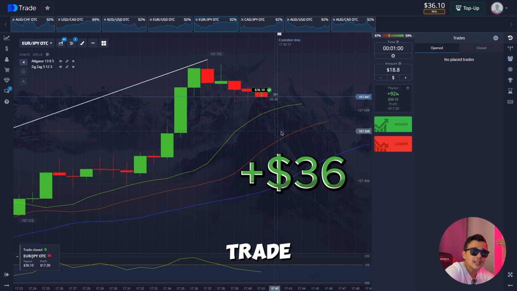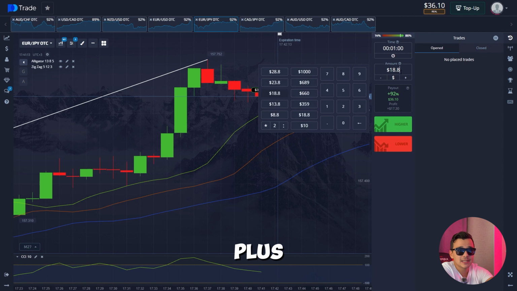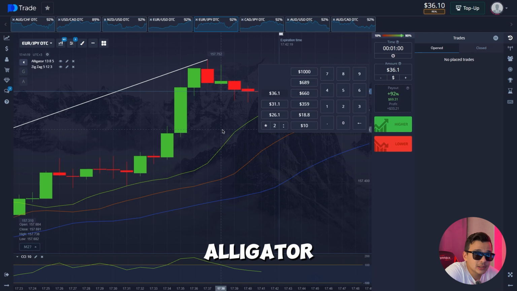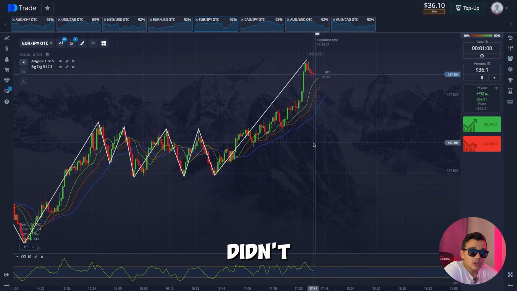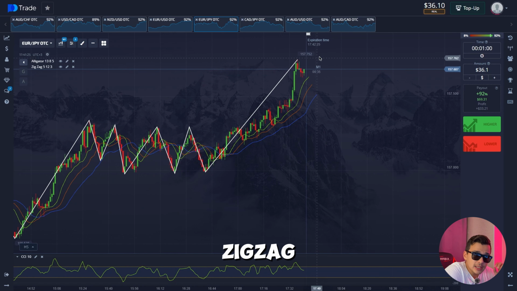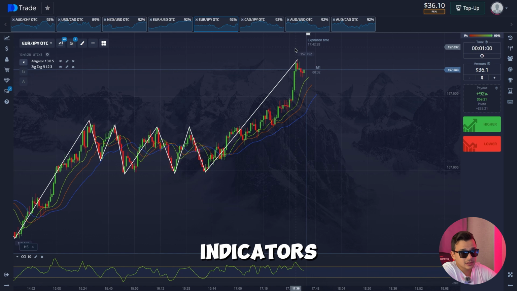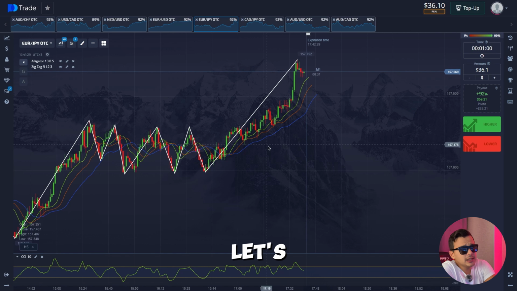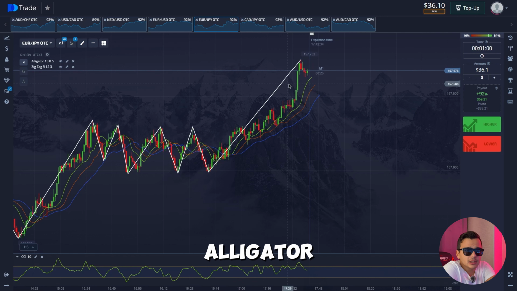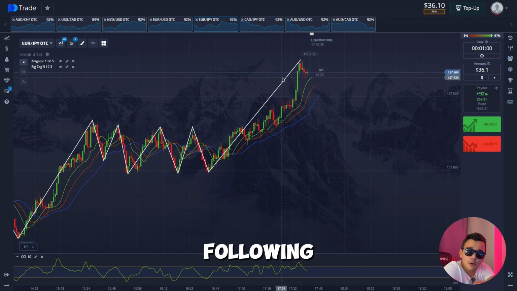And the second trade is also closing in plus. The same logic of entry was used to open the trade. We did not watch the Alligator, that is, we did not listen to it, and in general we only use the zigzag and SSI indicators. Let's now try to open a trade based on the moving lines of the Alligator, add also technical analysis, and pick the following currency pair.